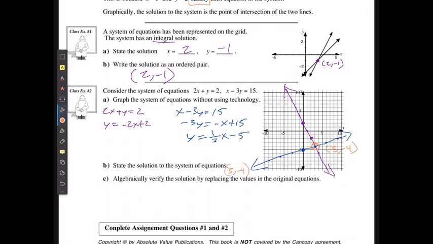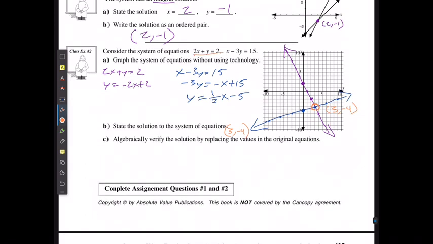If I'm going to algebraically verify this, I need to prove that this solution works for both equations in their original form, because I could have made a mistake when I was isolating y in one of the equations, anything like that. So if I'm verifying, I need to use the equations exactly as they originally existed and replace for x and y. So for equation 1, I'm going to have 2 times 3 plus negative 4 is equal to 2. This is going to give me 6 minus 4 equals 2, 2 equals 2, and it works for my first equation. I also need to check it for the second equation.